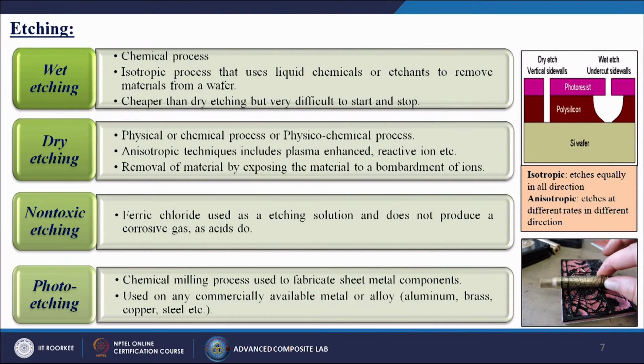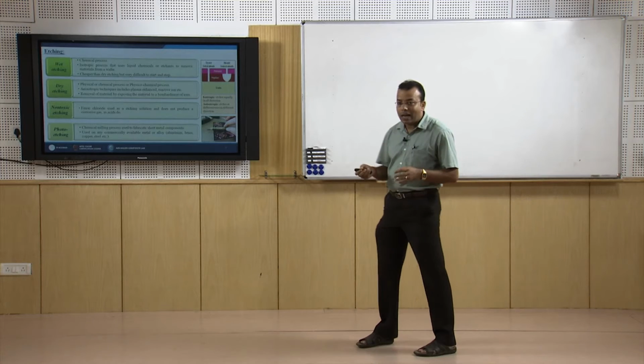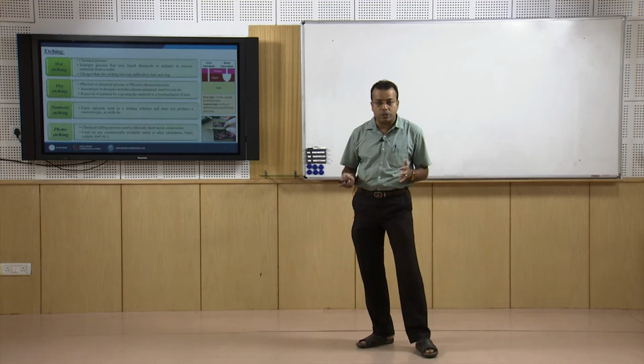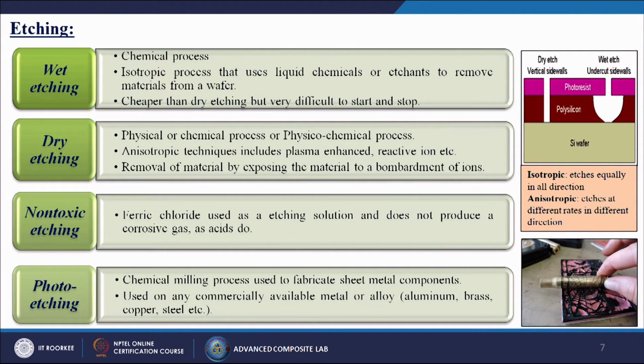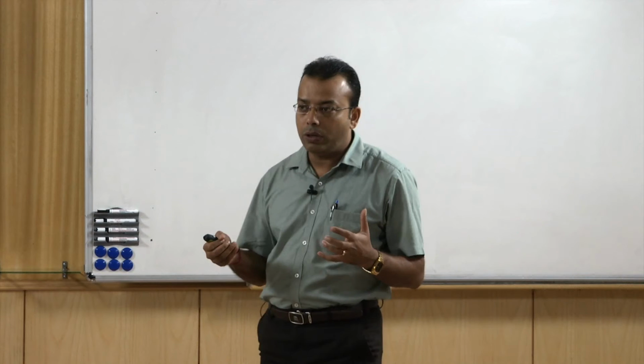Next one is called photo etching. It is a chemical milling process used to fabricate sheet metal components on any commercially available metal or alloy, mainly aluminum, brass, copper and steel. So, this is another modified version of the etching process. On the right-hand side you can see there are two types of etching. One is called dry etching, with vertical sidewalls, and another is called wet etching. Here for polysilicon methods you use a mask, so that your etchant goes and reacts with the surface of that particular material.